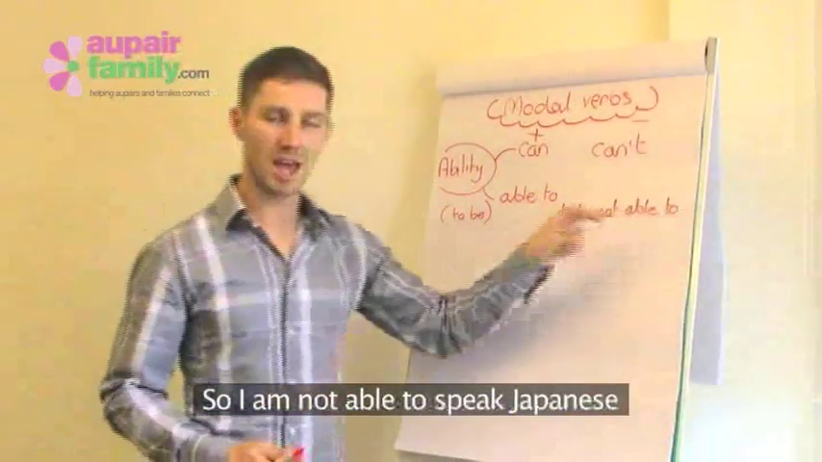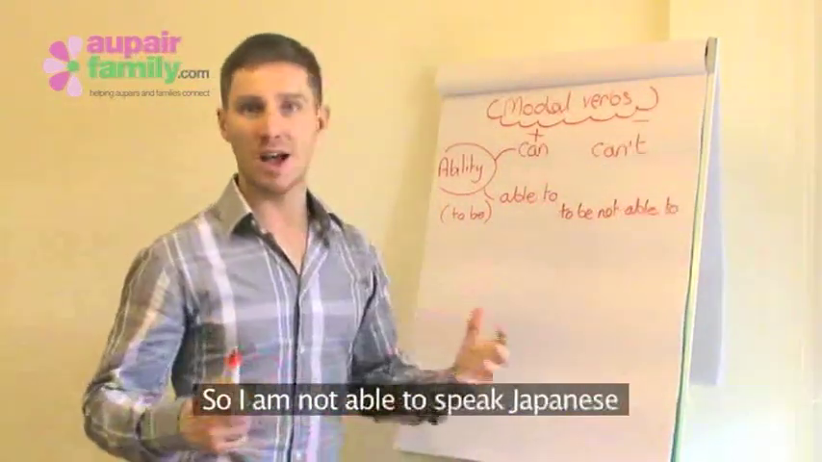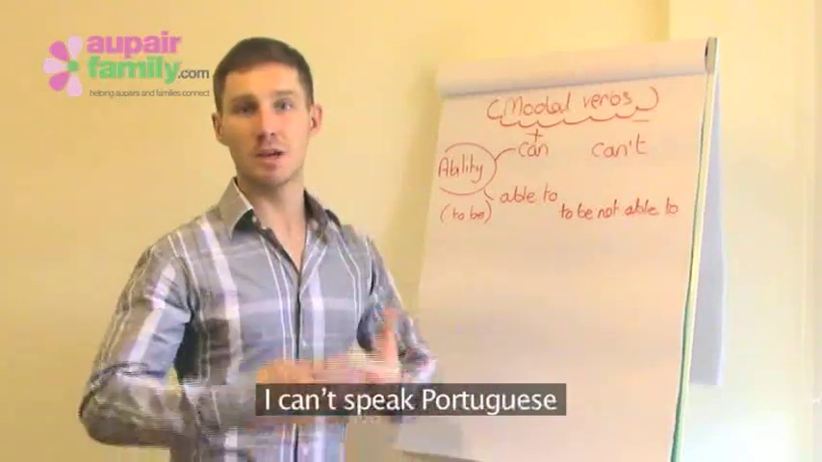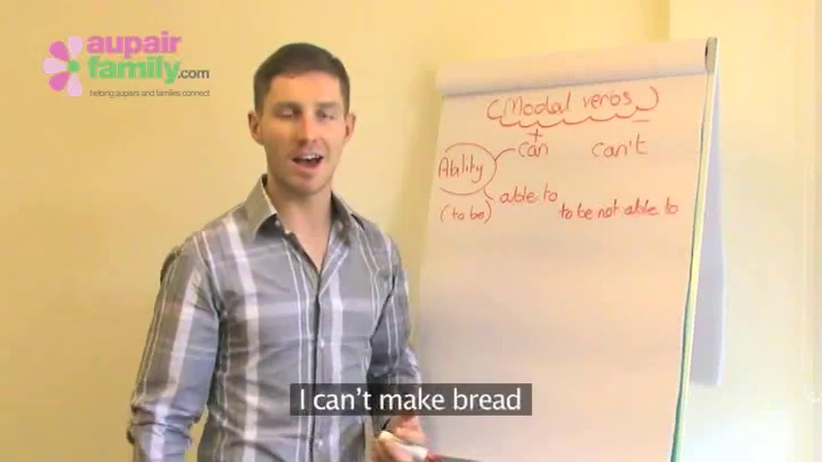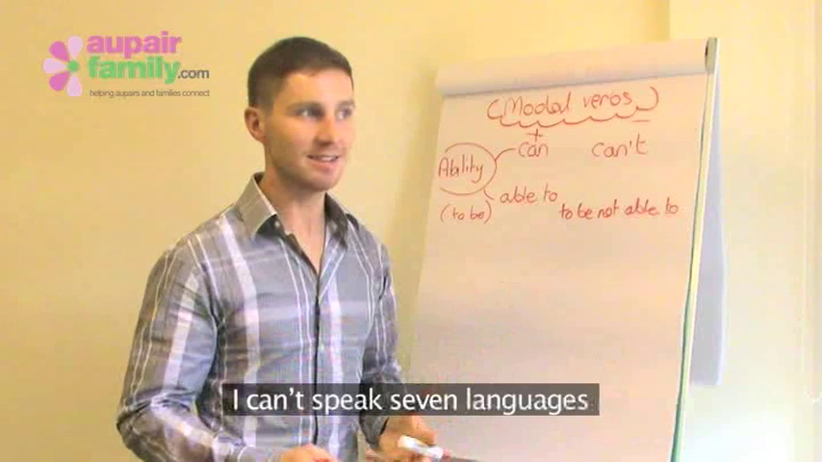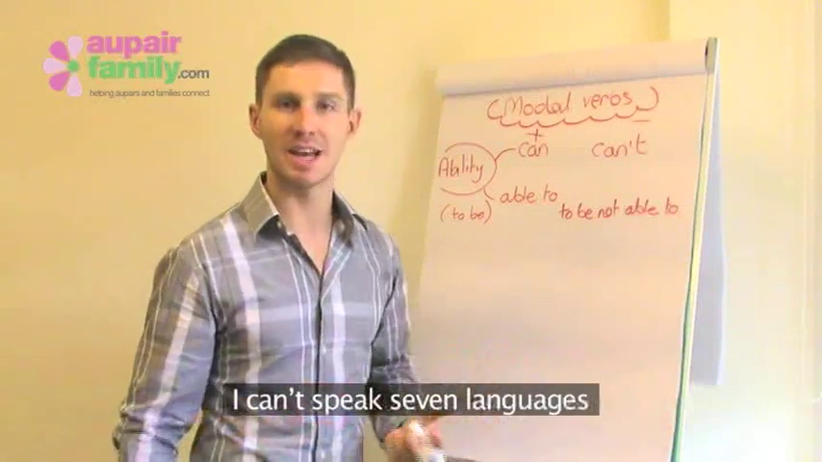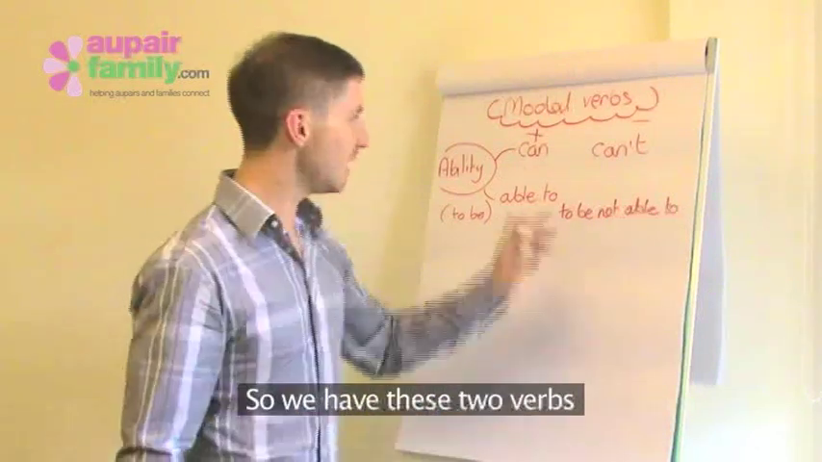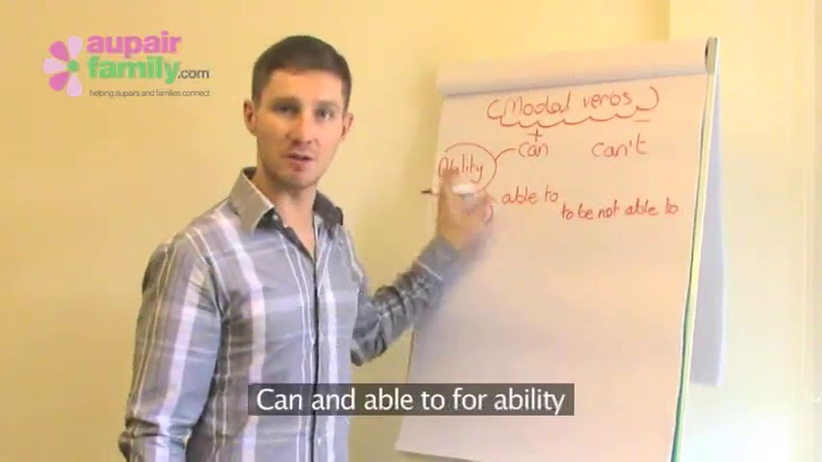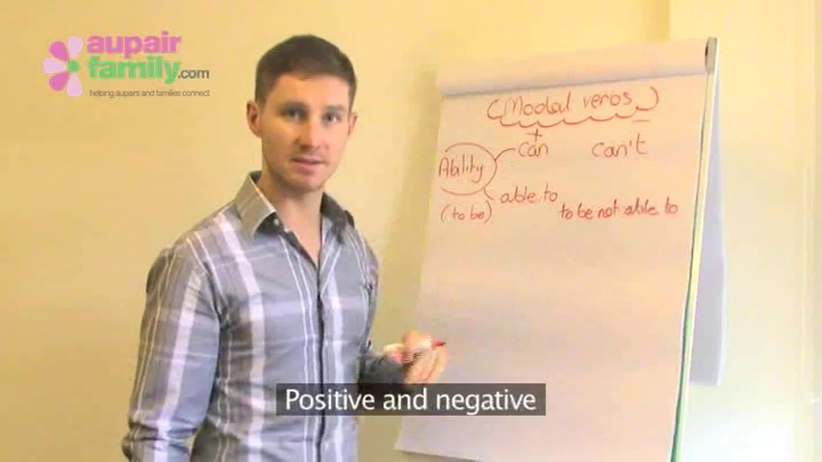So I'm not able to. I'm not able to speak Japanese. I can't speak Portuguese. I can't make bread. I can't speak 7 languages. So we have these 2 verbs, can and able to, for ability, positive and negative.